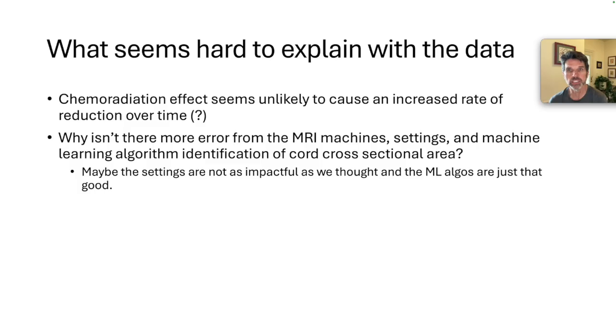A couple of things seem hard to explain with the data. What we're seeing is that the rate of shrinkage is actually increasing the farther away we get from chemoradiation. It seems unlikely that effect would actually accelerate the farther away in time you get, so that seems hard to explain. And again, there seems to be very little error from the machine differences in the MRI and the settings, as well as the machine learning algorithm calculating that volume. So maybe it suggests that those errors aren't as large as I would have estimated at the beginning.